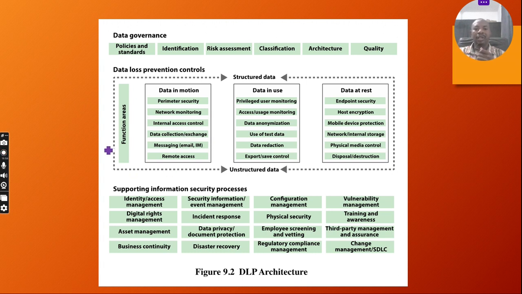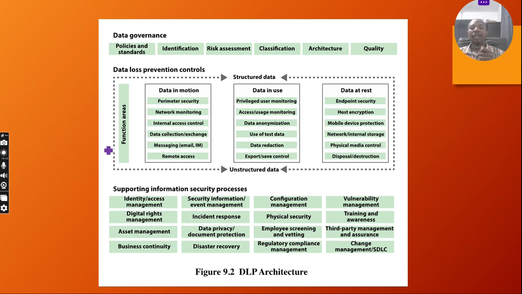Then under data in use, we look at privileged user monitoring, because we're talking about data in use. This is another state of data. We look at the privileged user monitoring. We look at access or usage monitoring. We look at data anonymization. We look at use of test data. We look at data reduction, and we export safe control.